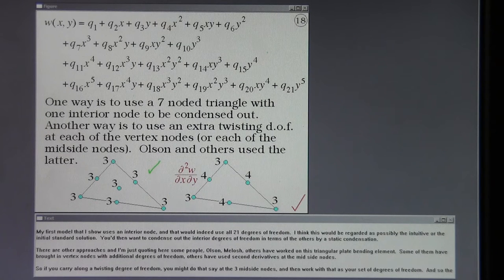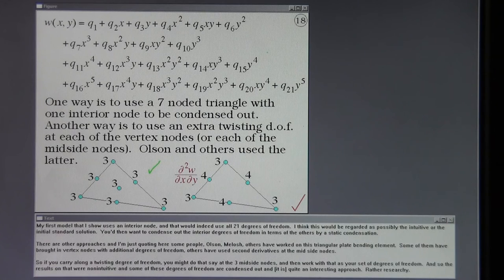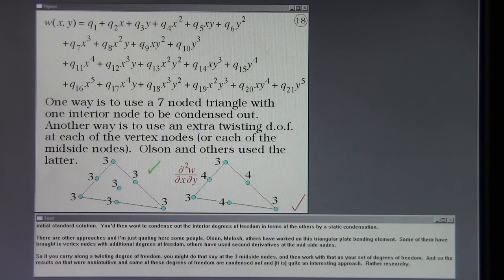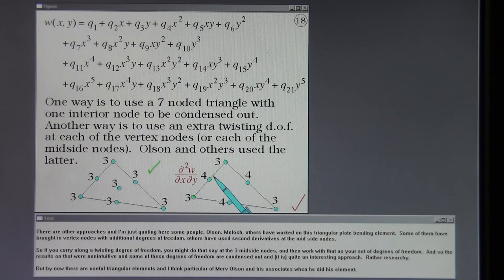You'd then want to condense out the interior degrees of freedom in terms of the others by a static condensation. There are other approaches, and I'm just quoting here some people, Olson, Melosh, others have worked on this triangular plate bending element. Some of them have brought in vertex nodes with additional degrees of freedom. Others have used second derivatives at the midside nodes. So if you carry along a twisting degree of freedom, you might do that, say, at the 3 midside nodes, and then work with that as your set of degrees of freedom.